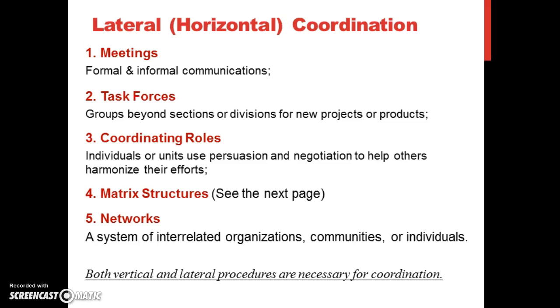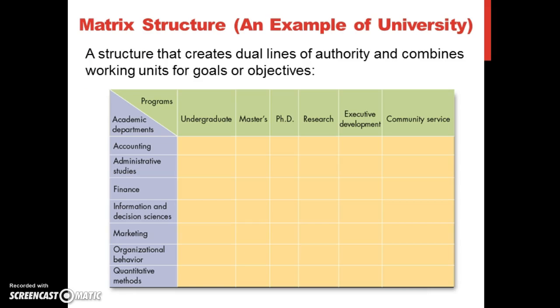Matrix structure is a little bit difficult to explain only in words, so let's see the next page. Here I will explain matrix structure with the example of a research university. Matrix structure creates dual lines of authority: programs such as undergraduate, master's, or PhD, and academic departments, such as accounting, finance, or marketing. And it further combines these working units for common goals.